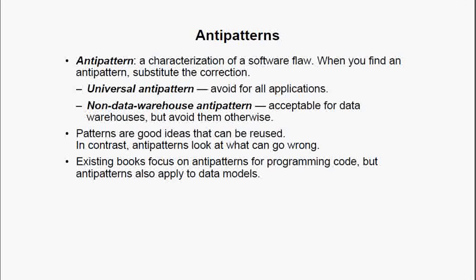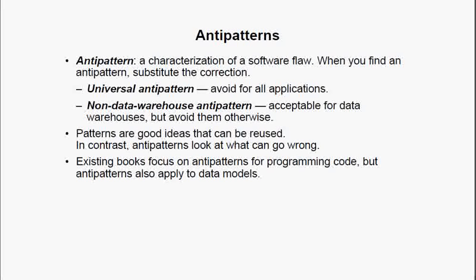So an antipattern is a characterization of a software flaw. When you find an antipattern, you substitute the correction. There's two types of antipatterns. There's universal antipatterns that you want to avoid at all times, and there's non-data warehouse antipatterns. These antipatterns you avoid for non-data warehouse applications, but for a data warehouse they're perfectly acceptable to use.